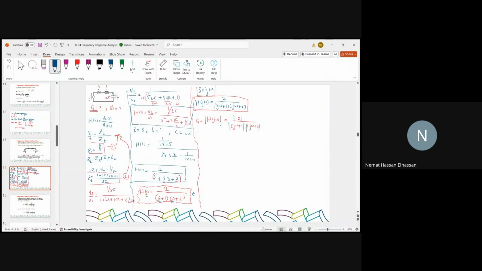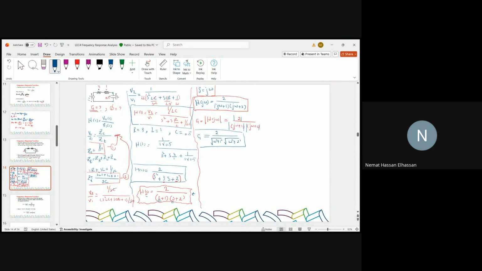And this is complex algebra. If you find any of this a little bit difficult or hard to follow, please go through tutorial number 1, which is uploaded in Moodle. It will help you with complex algebra. So it will be 2 divided by, and we said the magnitude of a complex number is the square root of the real part squared plus the imaginary part squared. And then here we have another complex number, so we'll also calculate it as the square root of omega squared plus 2 squared. So this here is the gain as a function of omega.